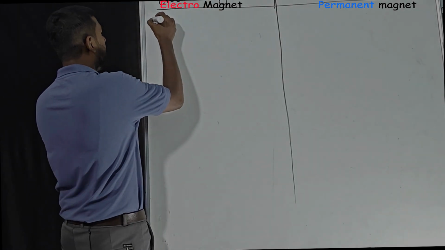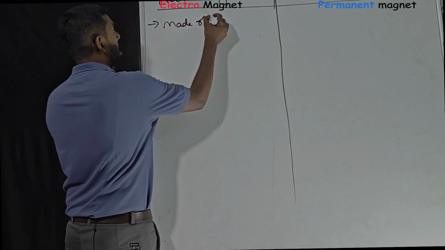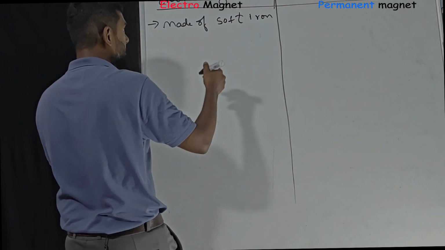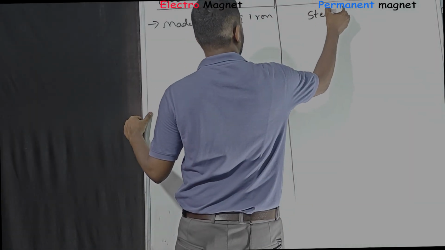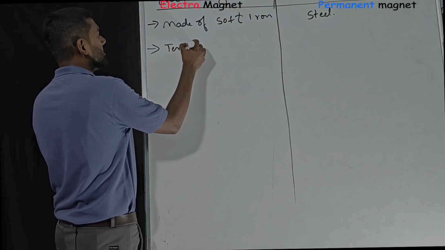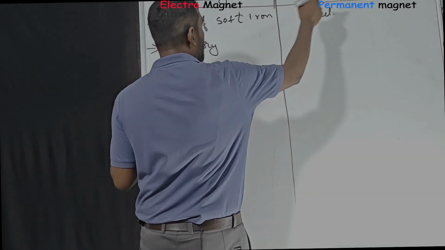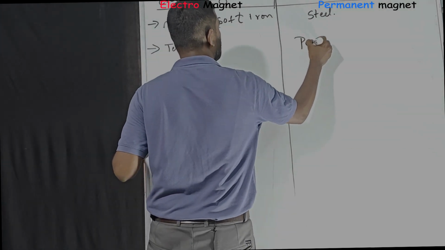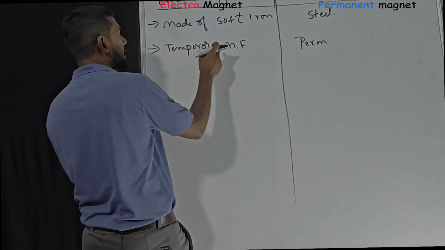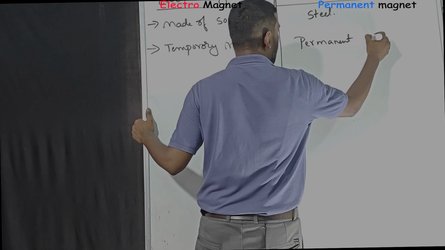Now we'll learn the differences between electromagnets and permanent magnets. Very simple. First we'll go for made of. Electromagnets are made of soft iron. Permanent magnets are made up of steel. Electromagnets are temporary, but permanent magnets are permanent. You can write that electromagnets can provide a temporary magnetic field, and permanent magnets can provide a permanent magnetic field.